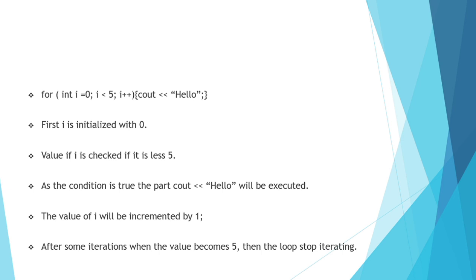Initialization: int i = 0. This creates a variable i and sets its value to 0. We'll use this variable to control the loop and keep track of how many times it runs.